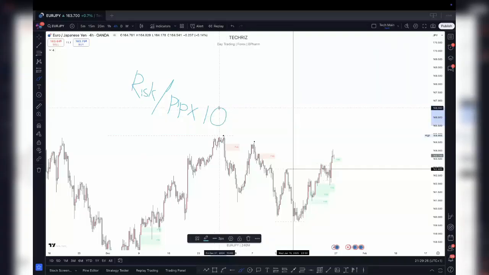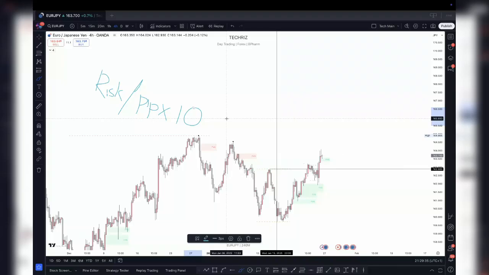Right? Why times 10? Remember, for the XAU USD, 10 pips equals $1, I think, for the standard lot. So this is the template: risk divided by pips times 10.